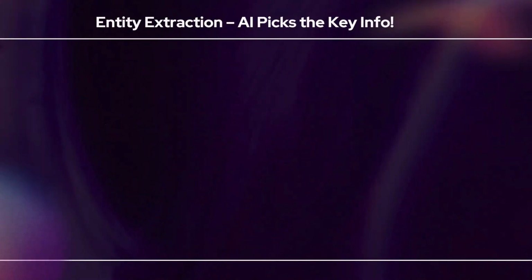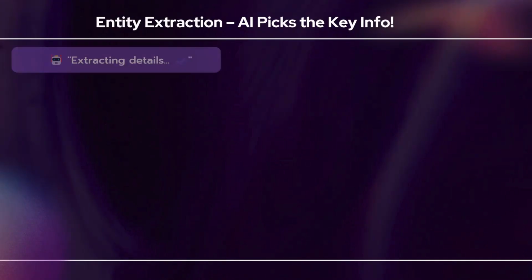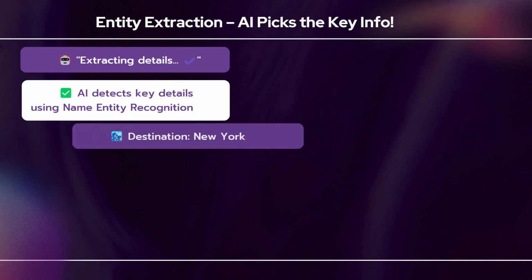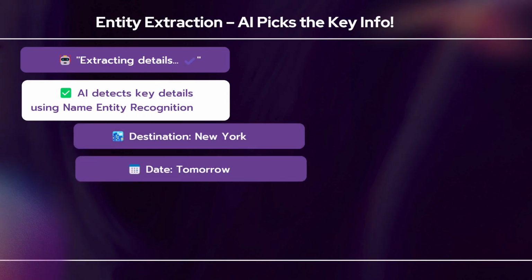Now that the AI has identified the intent, the next step is entity extraction. This is where AI detects and pulls out key details from the user's input. For example, if the user says, book a flight to New York for tomorrow, AI extracts the destination as New York and the date as tomorrow.